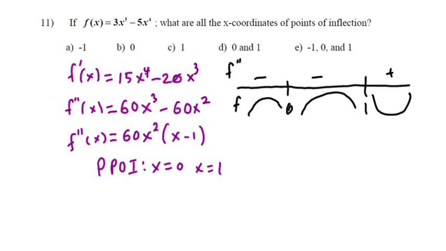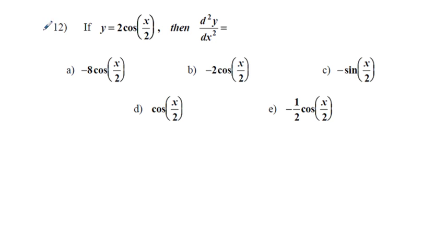So there's only one point of inflection, and that's going to be at x equals 1, because that's where we have a change in concavity, because that's where f double prime of x switches signs at x equals 1. And so C is our correct answer for problem 11.